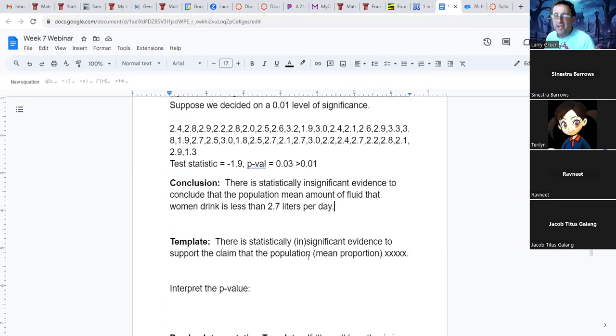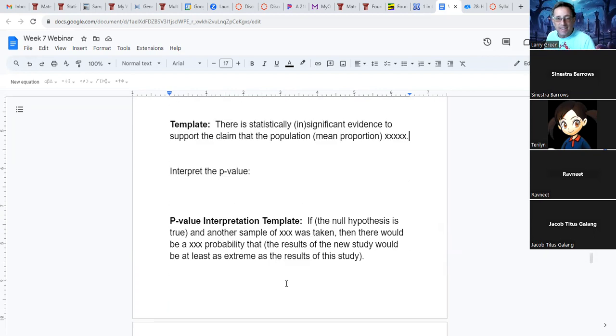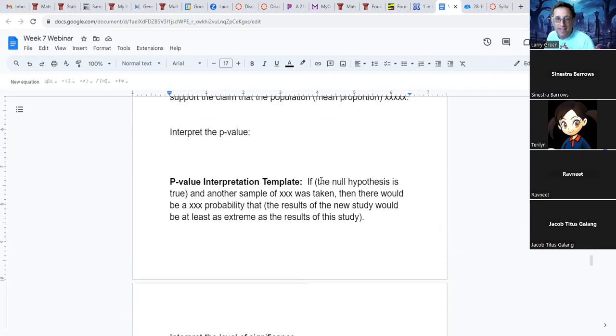Okay, just note I wrote some templates out. A template is: there is statistically either insignificant or significant evidence to support the claim that the population, either mean or proportion, and then whatever you're talking about. And the p-value template is: if the null hypothesis is true, but you should write down what that says in words, and another sample of however many you took was taken, then there would be, and that would be the p-value, probability that the results of the new study would be at least as extreme as the results of this study, but in words for the study.